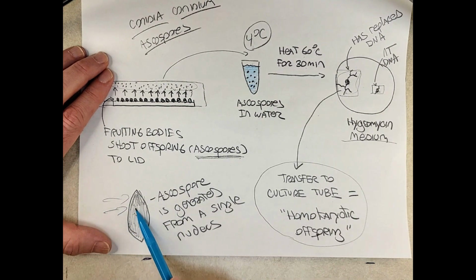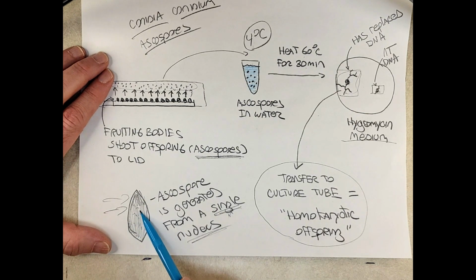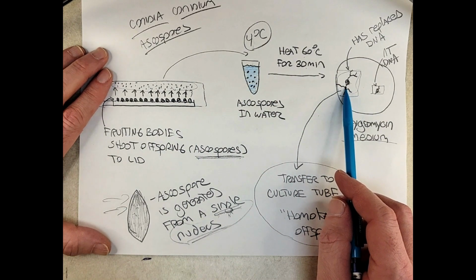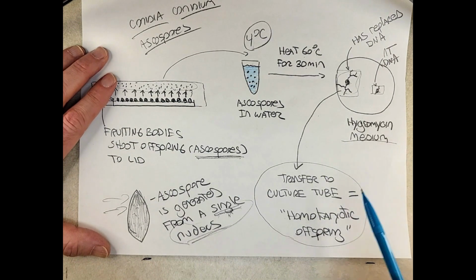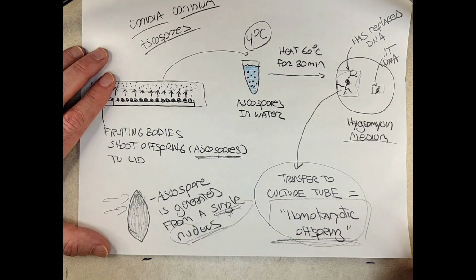But each ascospore is formed from a single nucleus, right? A single nucleus that undergoes mitosis to make many nuclei. But because all the nuclei come from a single nucleus, all the nuclei have to be the same. So this is a neat trick we use to get homokaryotic transformants. Technically, they're homokaryotic offspring from heterokaryotic transformants. But once we have the homokaryotic offspring with the transformed nuclei, we can now do our tests to see how replacing that DNA changed the phenotype of the fungus.